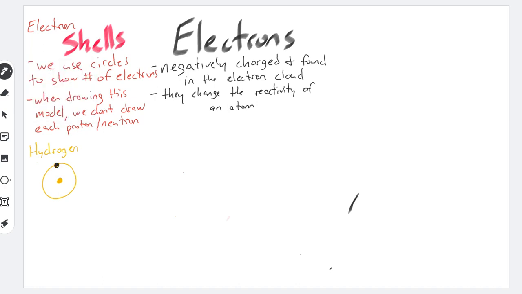If you want to draw the electron a different color, or if you want to draw the nucleus where the proton and the neutron is a different color, then that's fine. That may help you when we're counting them. But hydrogen only has one electron.